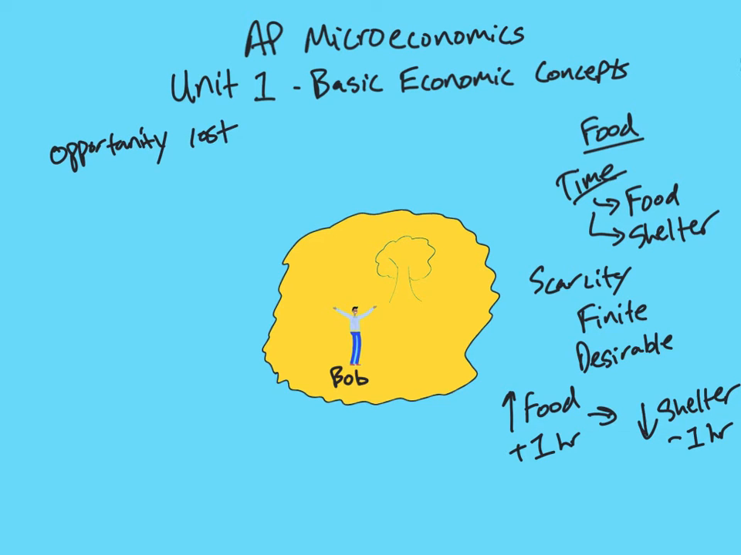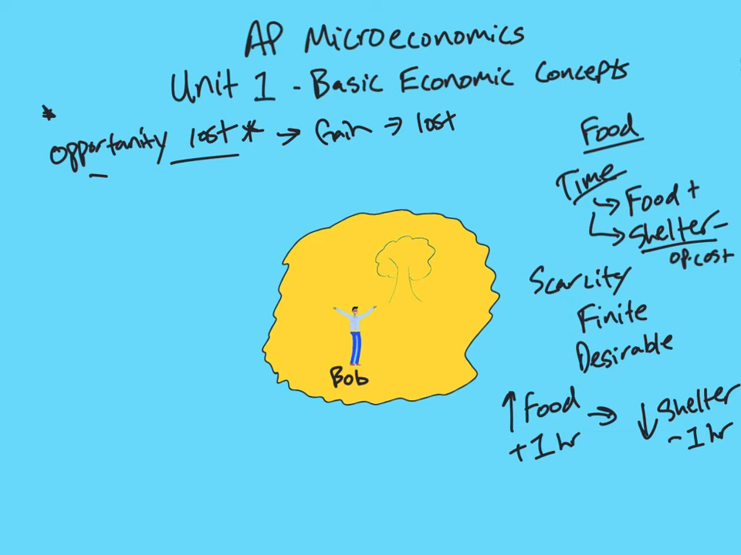Opportunity cost is one of the great concepts of economics. And what opportunity cost means is that if you were to gain something, something must be lost. Something must be given up. And in this concept, when he gains time to look for food, he loses time to build a shelter. And so losing shelter, that's the opportunity cost of food. Time spent on building a shelter is the opportunity cost of looking for food.